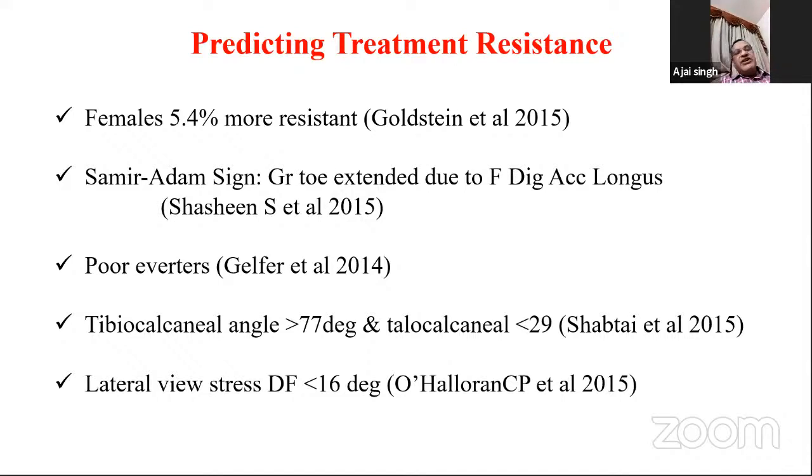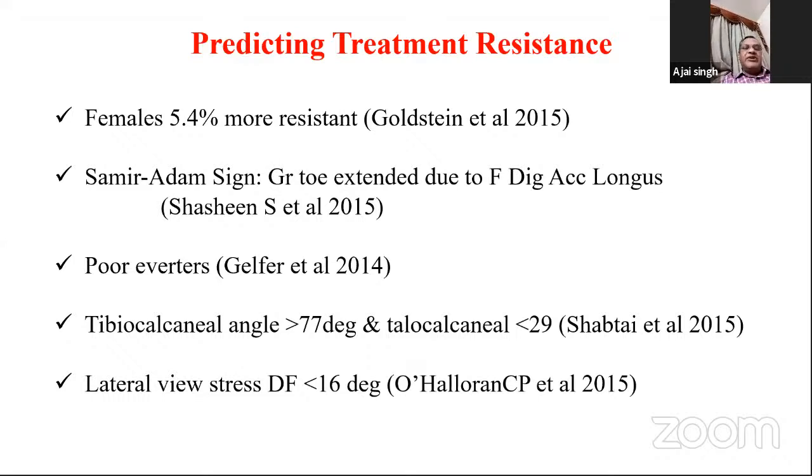A few new studies predict treatment resistance and higher chances of surgery. Goldstein in 2015 found that females are more resistant, about 5% over males. The Sammy Adams sign, that is the great toe extended in comparison to the other toes due to the presence of flexor digitorum accessorius longus, was described in 2015 by Shashin, and if this sign is present, there are high chances of failure of conservative treatment.